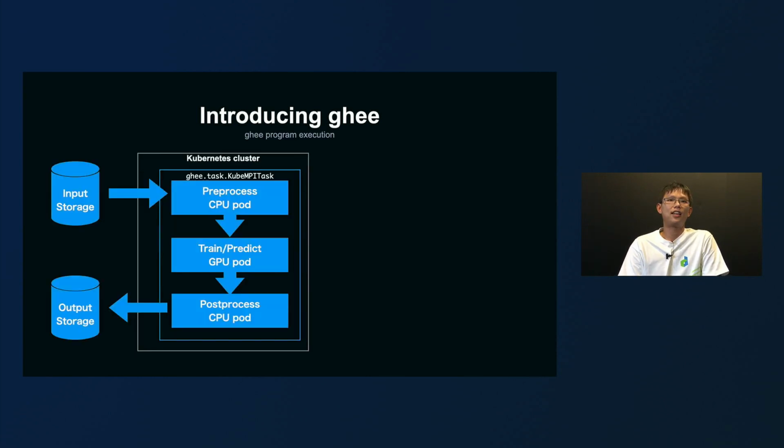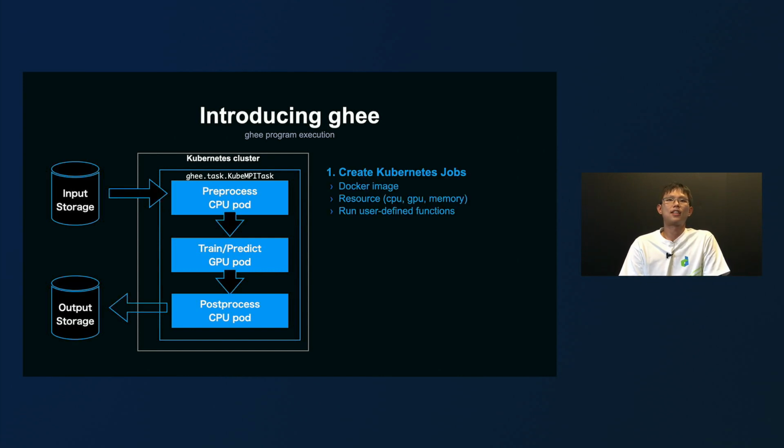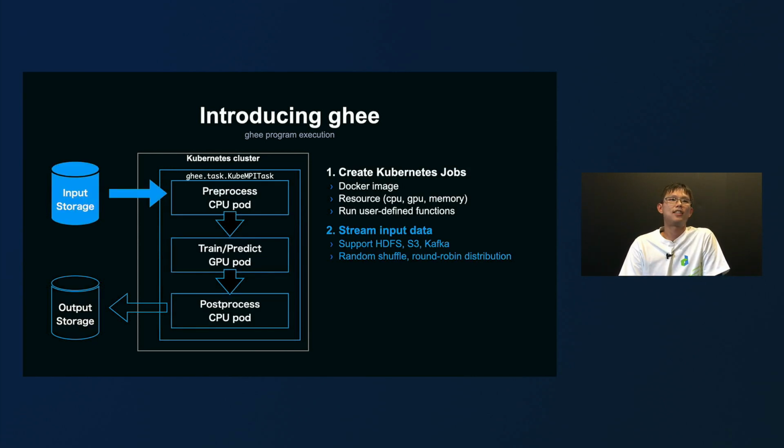Now, I will explain to you the execution of programs written in Ghee. First, boot the Kubernetes pod in the specified execution environment. In this case, it's pre-process, predict, train, and post-process. So 3 pods are set up. The specified input data is read in and is sent to the pod as a stream.